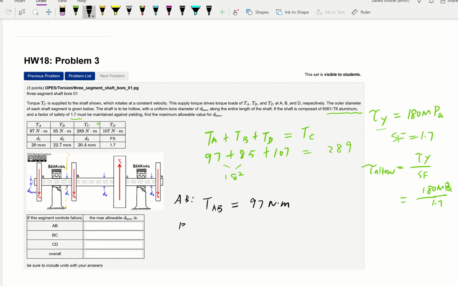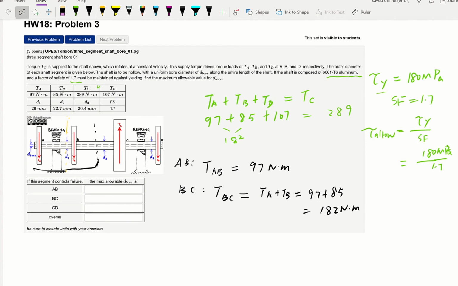If we were looking at the BC section, if I were to cut anywhere between B and C, I can look at the left side, where A and B are in the same direction, so the internal torque at BC is going to be TA plus TB. That will give me 97 plus 85, that will give me 182 Newton meter, right?